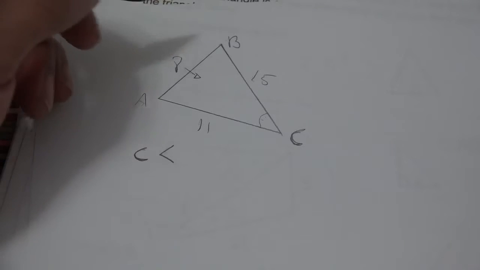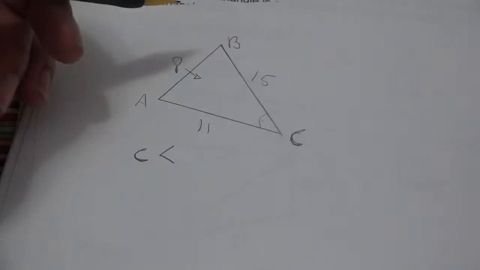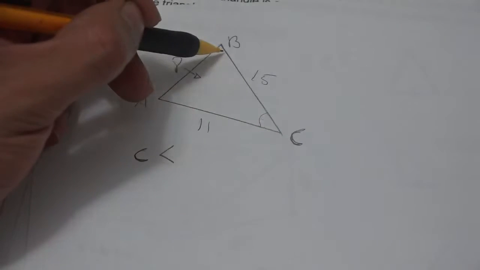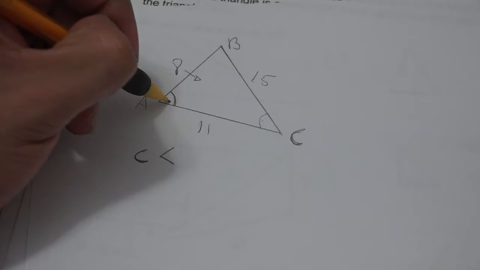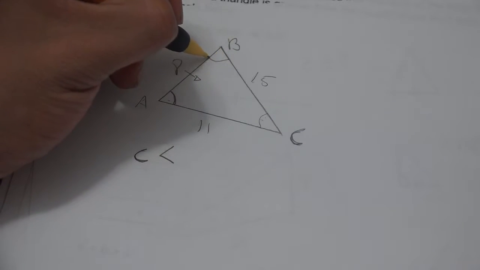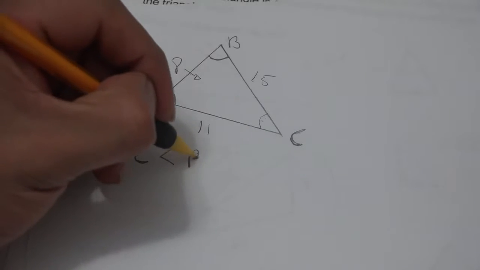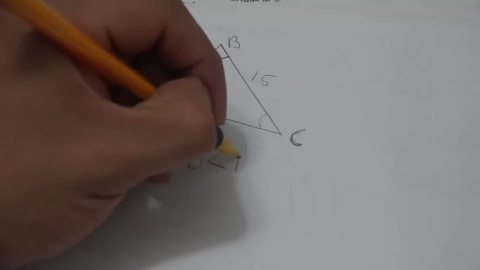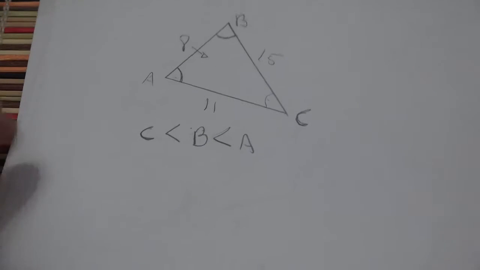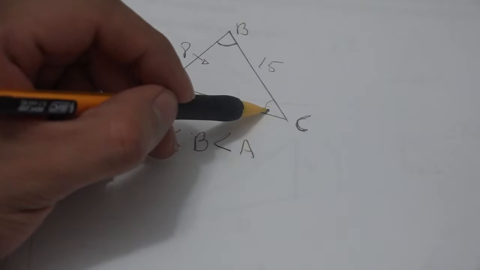Opposite to the shortest side is the smallest angle. And opposite to the longest side is the largest angle. So angle A is the largest. That means that the measure of angle B is between the smallest and the largest. So angle B is less than angle A. Got it? So once again, opposite to the shortest side is the smallest angle.